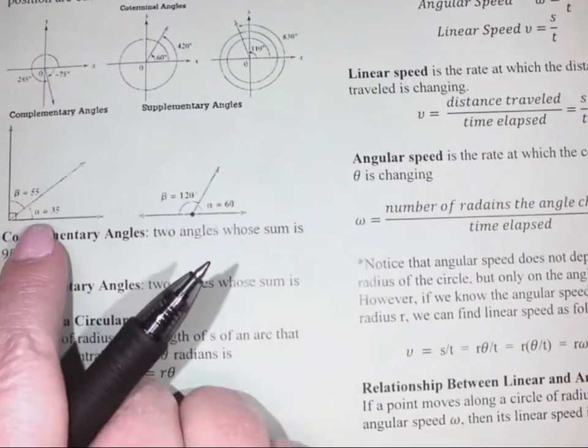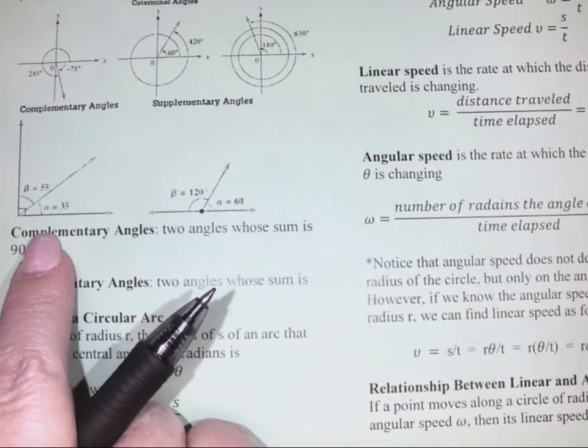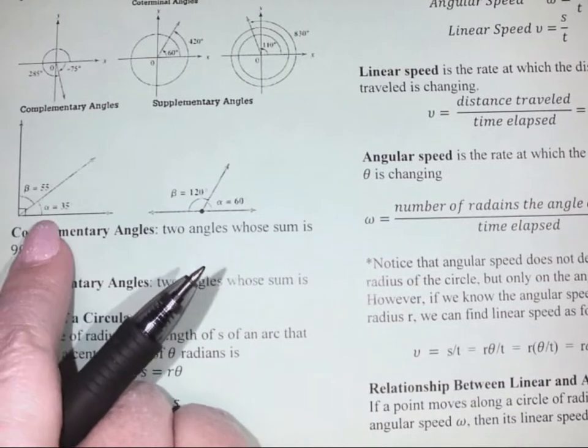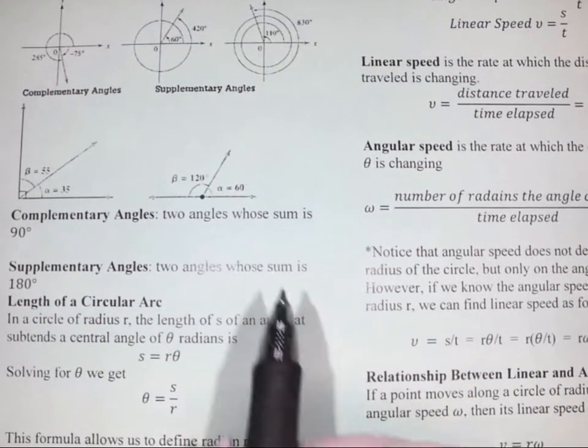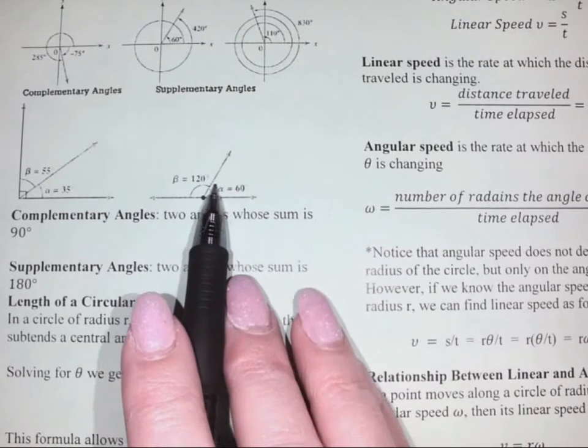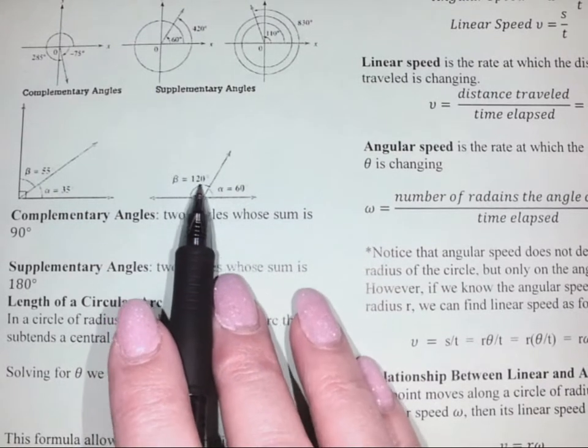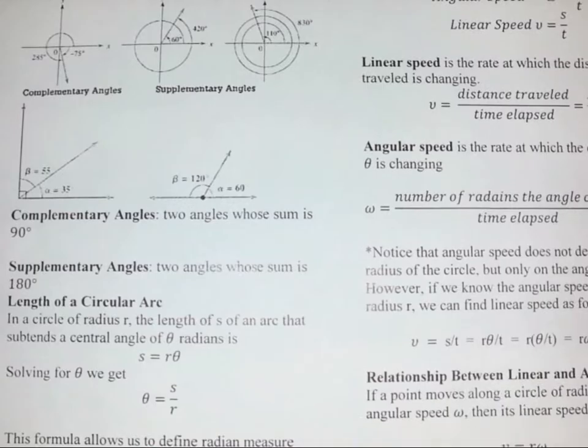We also have something that's complementary, where the two angles are complementary if they add up to be 90 degrees in total, and they are supplementary if they are adding up to be 180.